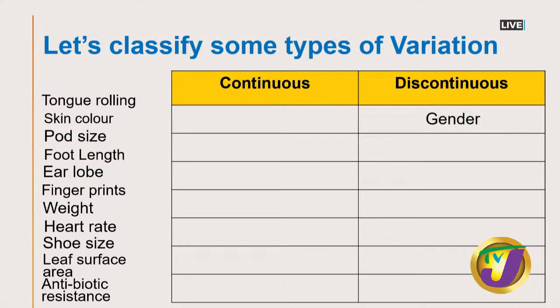For tongue rolling, which is also another common example, this is where persons are able to roll their tongue or fold their tongue into awkward shapes. It is something that not everyone can do.